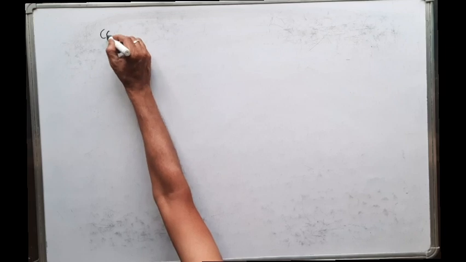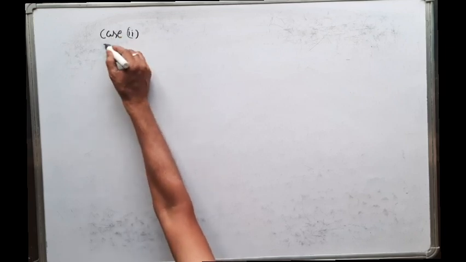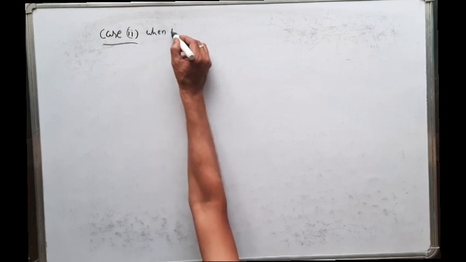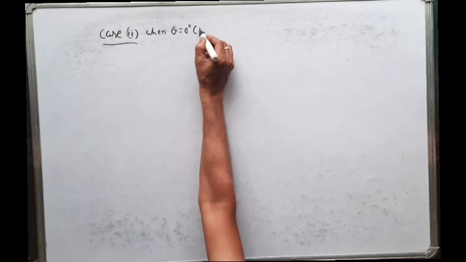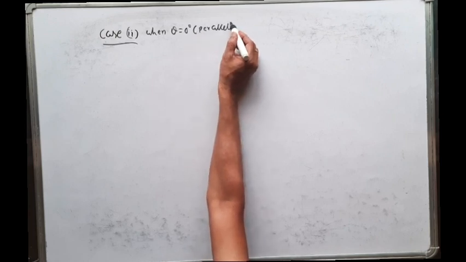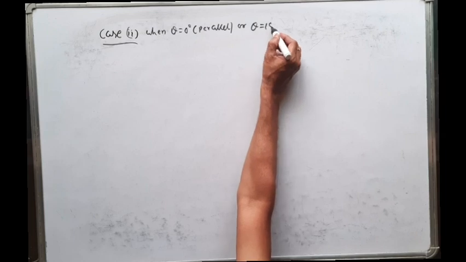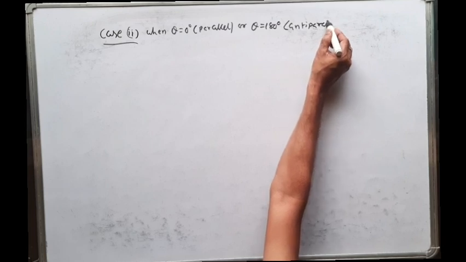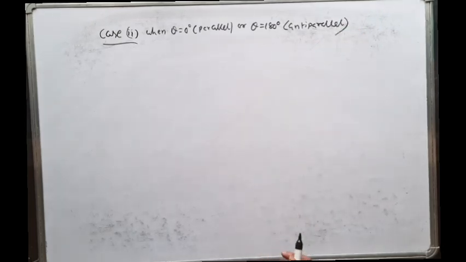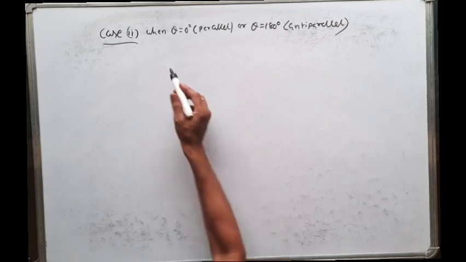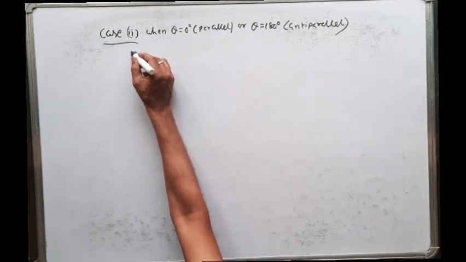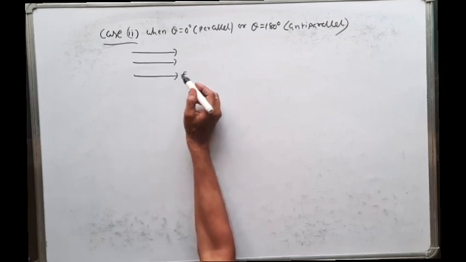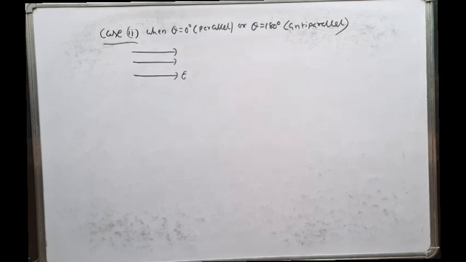Case 2. So case 2 is when theta is equal to 0 degree, that is called parallel, or theta is equal to 180 degree, that is anti-parallel. So here theta, so that means what? That means suppose theta is equal to 0 degree. Suppose this is your uniform electric field. Theta 0 means you bring a dipole.